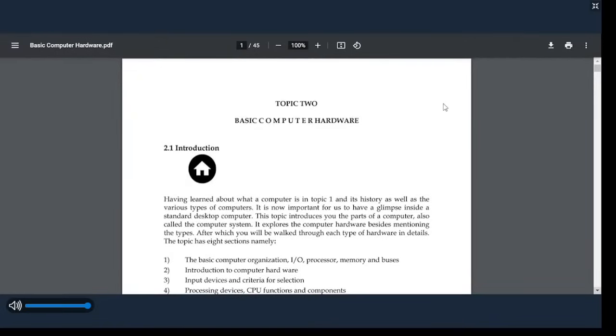So introduction here, we have learned about what a computer is in topic 1 and its history, as well as the various types of computers. It's now very important for us to have a glimpse inside a standard desktop computer. This topic introduces you to the parts of a computer, also called the computer system. It explores the computer hardware besides mentioning the types, after which you will be walked through each type of hardware in detail. So the topic has 8 sections.